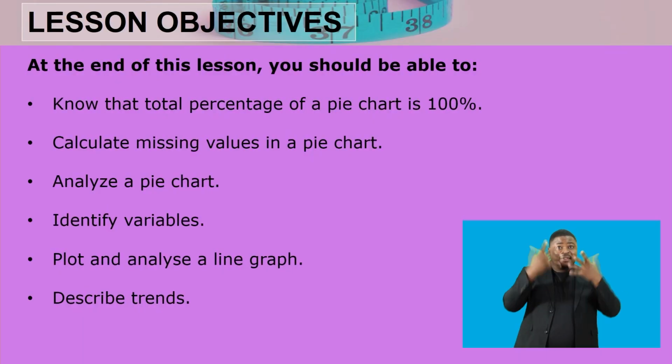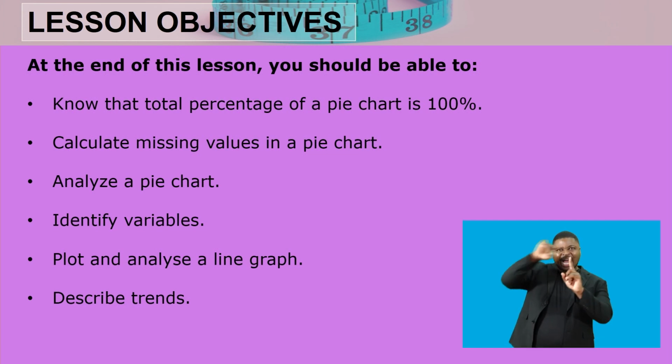At the end of this lesson, you should be able to know that the total percentage of a pie chart is equal to 100%, calculate missing values on a pie chart, analyze a pie chart, identify variables, plot and analyze a line graph, and describe trends.